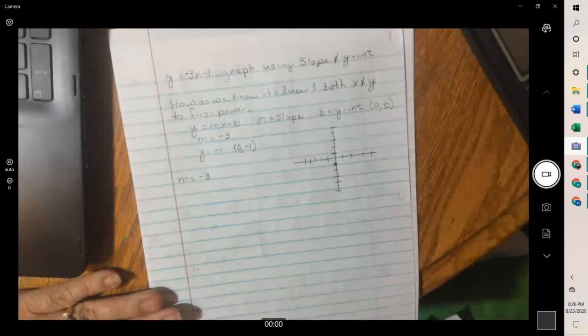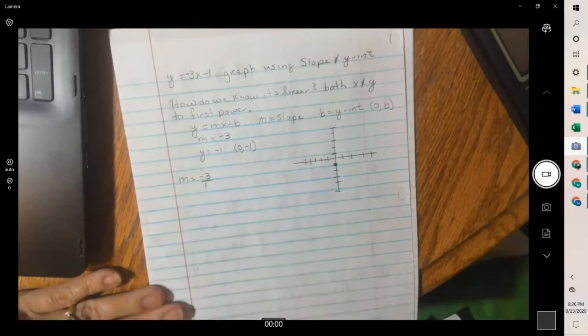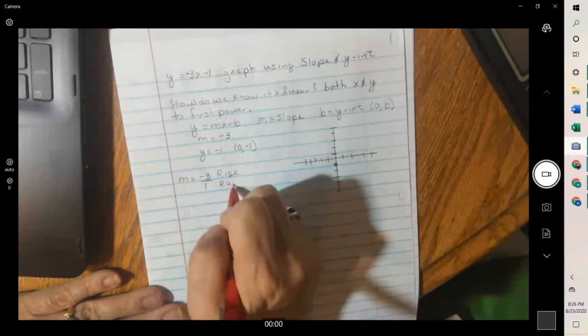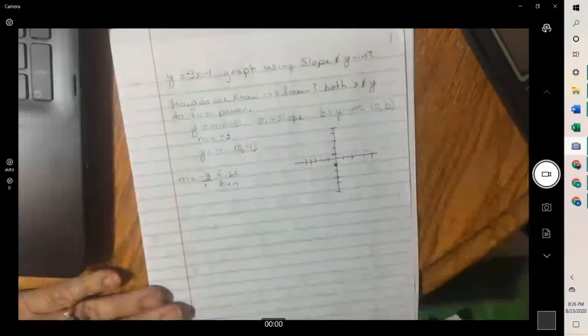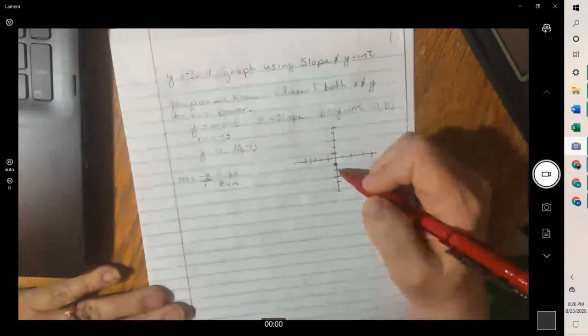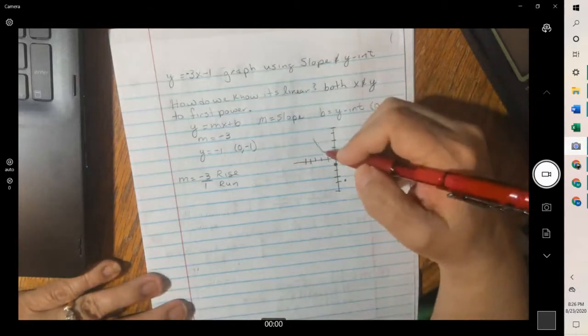But when you go to graph with the slope, you need a fraction. So if it's a whole number, you can place it over 1. So then you do rise over run. So that means rise up and down. In this case, a negative, we'd go down 3 and over a positive 1. But you do that from your y-intercept. So we go down 3 and over 1, and then we draw our line.